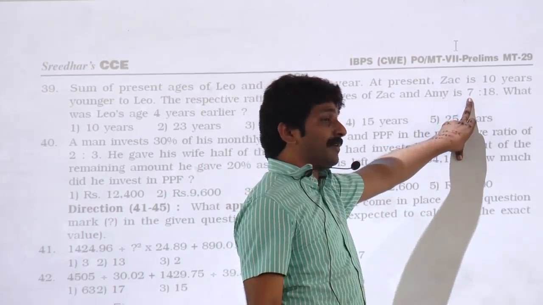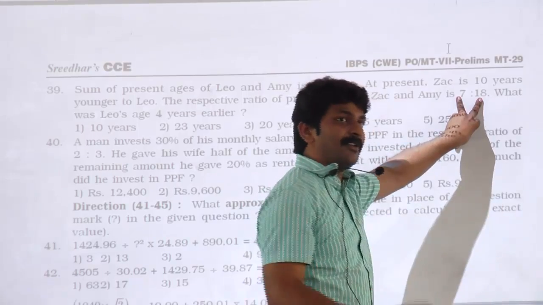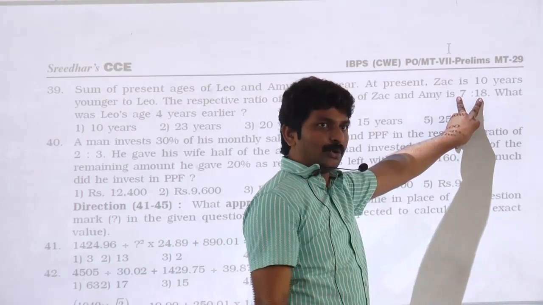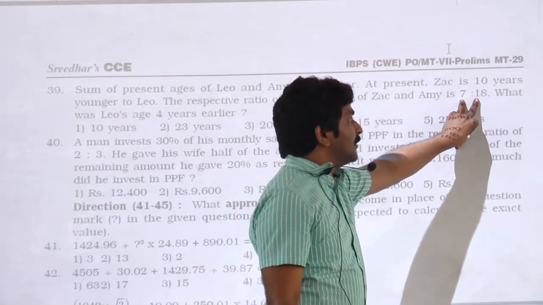7:8. So Jack's age is 7 parts, Amy 8 parts. Total 15 parts. Total sum 50 years. 15 parts is 50 years. So now what is your question?